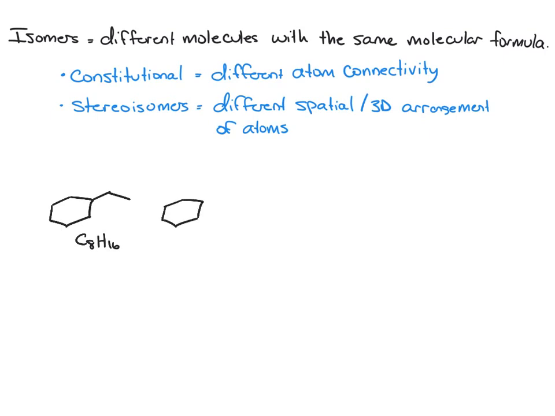We still have a 6-membered ring, but now I have the 2 carbons here and here. But this one is also C8H16. But of course, the connectivity is different. I've essentially taken this carbon group, broken it from here, and attached it to here. So these two represent constitutional isomers.